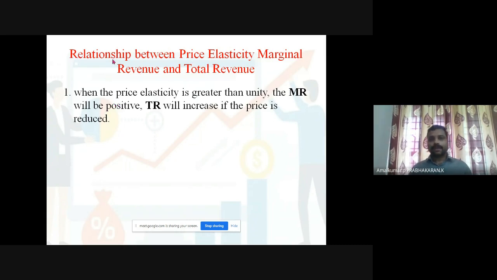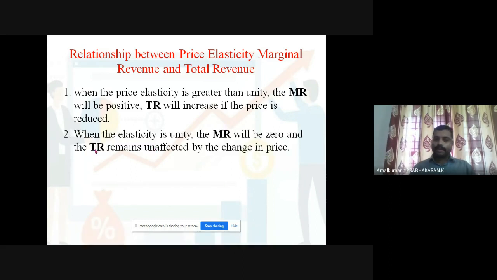Then the relationship between the price elasticity, marginal revenue and the total revenue. When the price elasticity is greater than unity, that means there is an elastic demand. Unity elasticity means an equal change in price leads to an equal change in quantity demanded. When elasticity is greater than unity, the marginal revenue will be positive, and the total revenue will increase if the price is reduced.